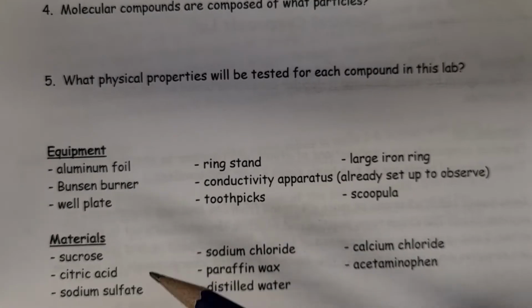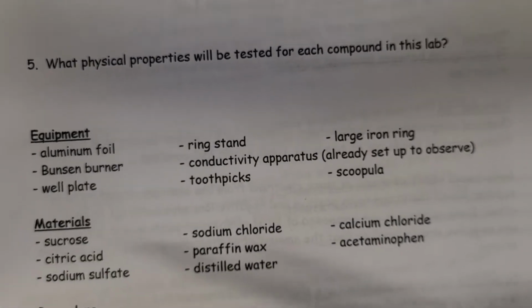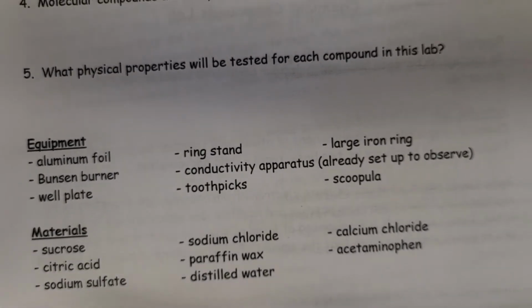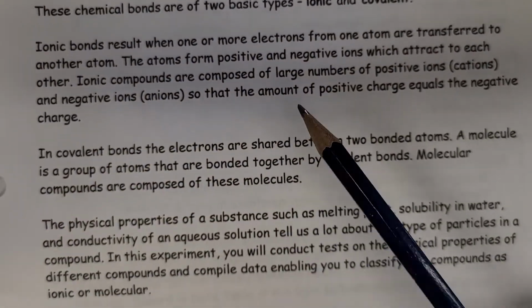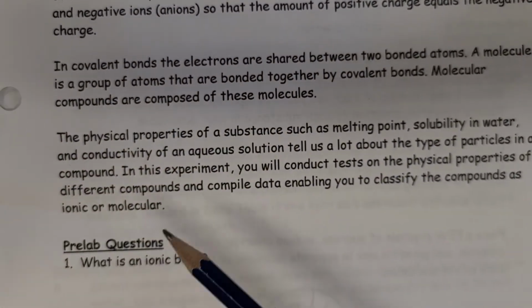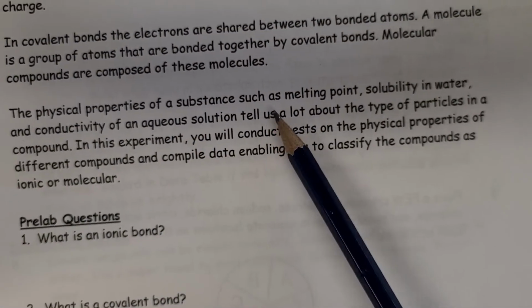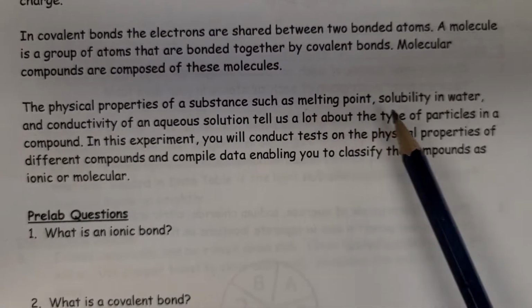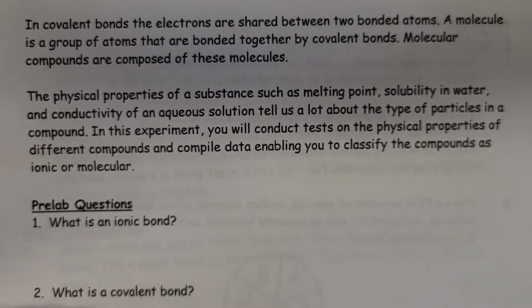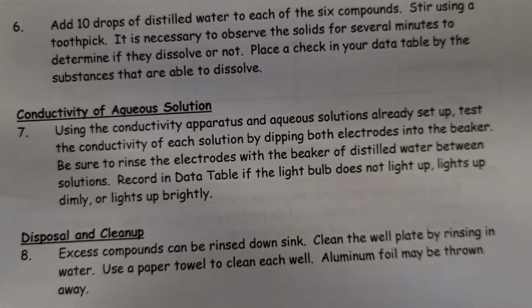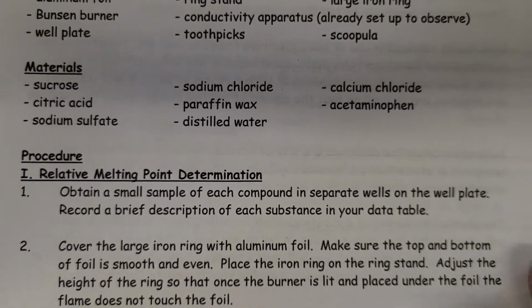Materials, here's an outline of the materials. Basically, we're going to be doing three things here. We're going to be looking at the difference between ionic and covalent compounds by measuring melting point, solubility in water, and conductivity in an aqueous solution. Okay, and all of the material will enable us to do that.